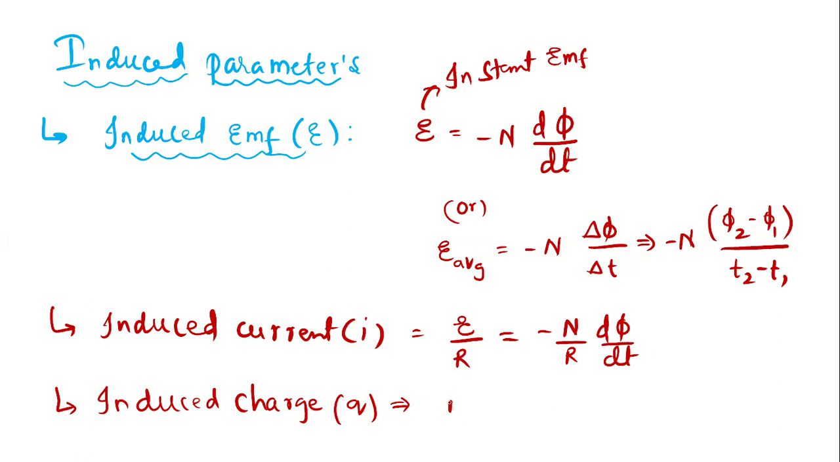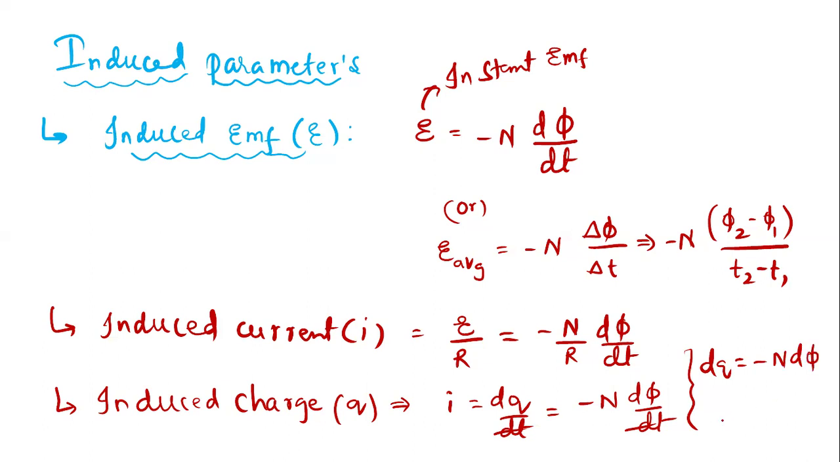This we already knew. I is equal to dq divided by dt, which is nothing but minus n into d phi divided by dt, yes or no? I'm just replacing with the dq by dt. So if I cancel dt and dt, what is the left out part here? That is dq is equal to minus n into the change in flux. Yes or no? That's it, right?